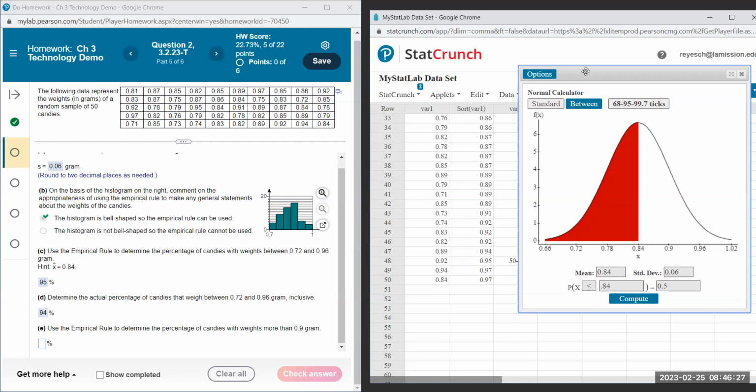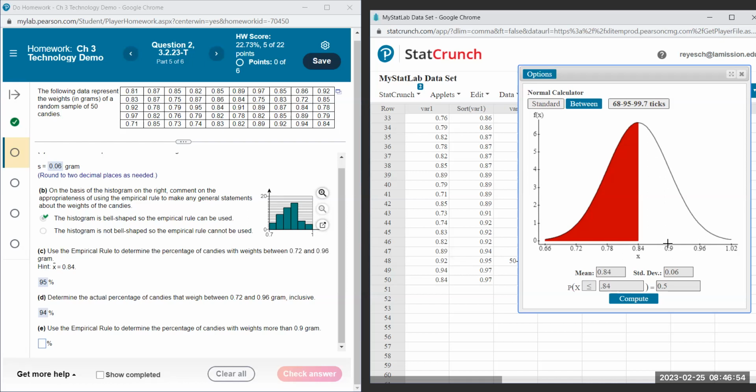More than 0.9. Okay, so I have to look at this, you don't do it here, because this will give me a more precise measurement. We just want to use the estimates, the ballpark figures, from what the empirical rule states. Okay, so more than 0.9, which is here, is my first deviation to the right.